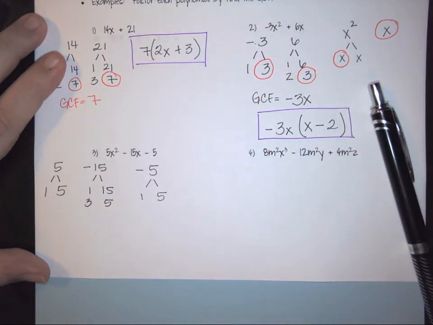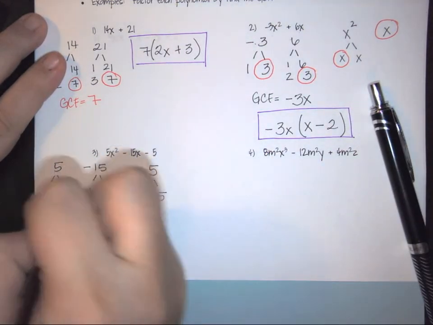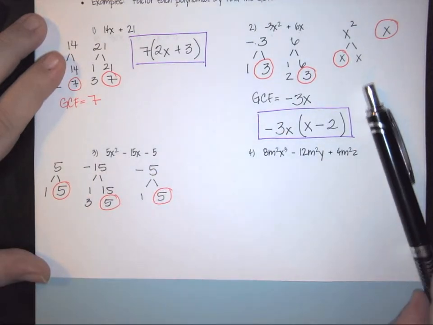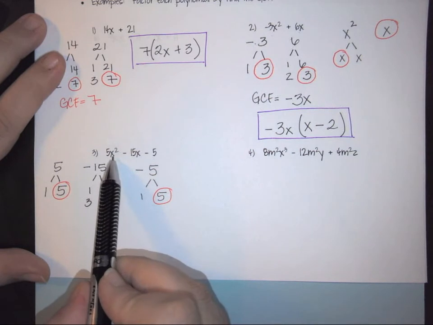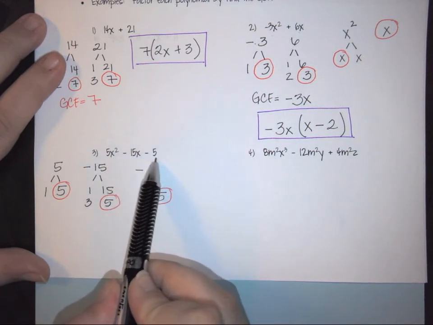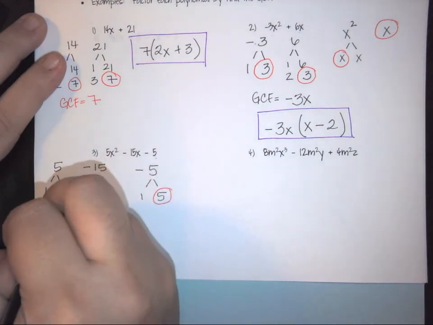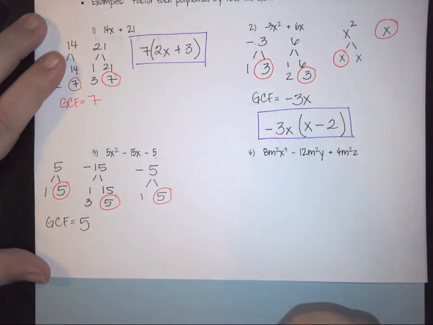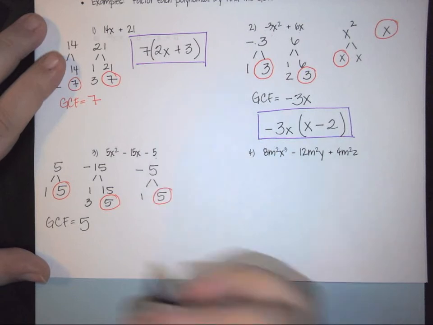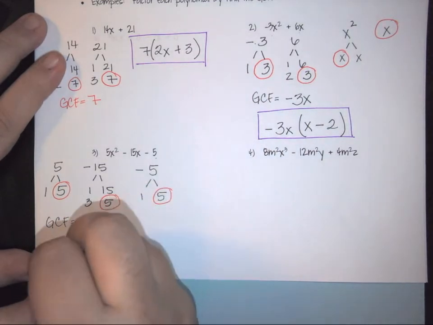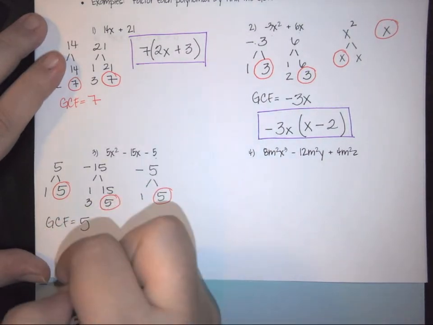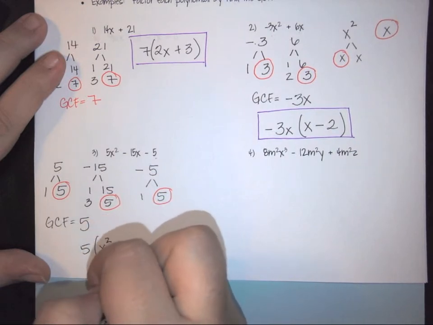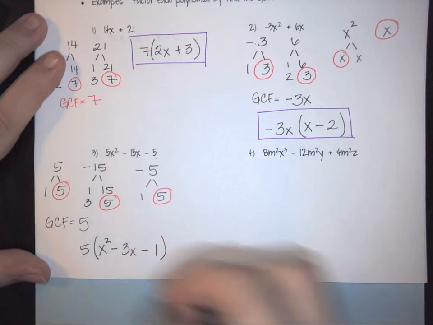So if I identify my greatest, it would be here with my 5s. And then the other piece is I have an x squared and x, but nothing on the back end. So therefore, my greatest common factor here is just the 5. Now with that, when I pull a 5 out, I'm left behind with an x squared minus a 3x minus 1.